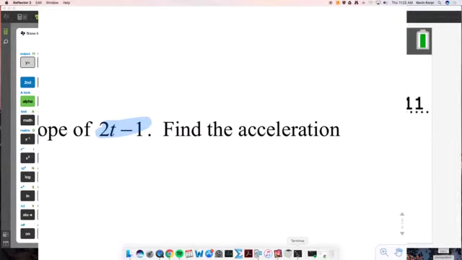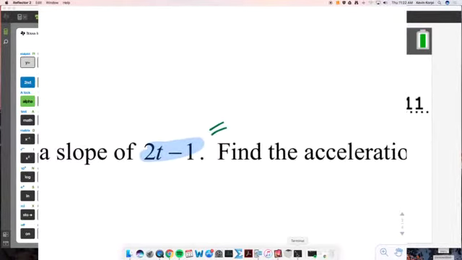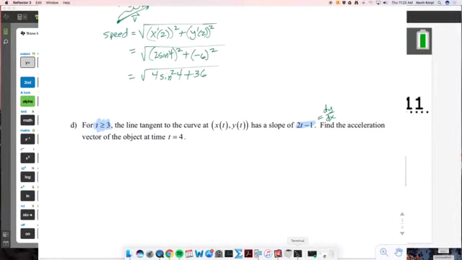I can label that right now then as what? Just to kind of help myself with notation. dy/dx, fantastic. So dy/dx is 2t minus 1. Find the acceleration vector at 4.